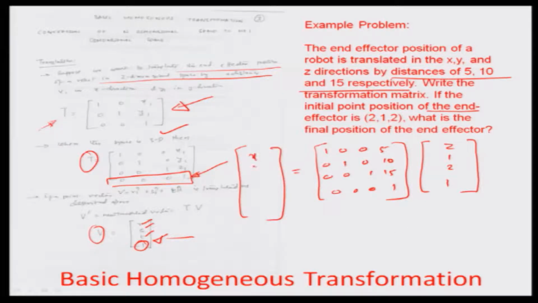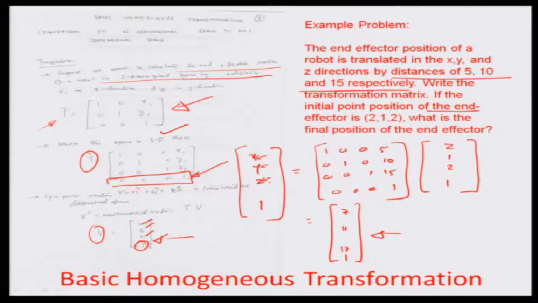So, let us lay this out as x, y, z and 1, and as you can see in this particular case, the transformation would result in 7, 11 and 17 respectively. So, that is what would be the modified end effector's position in this particular case.